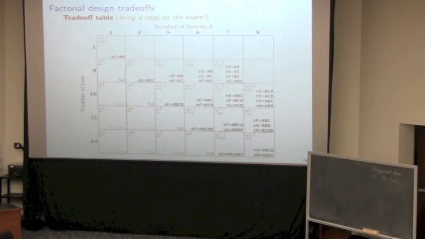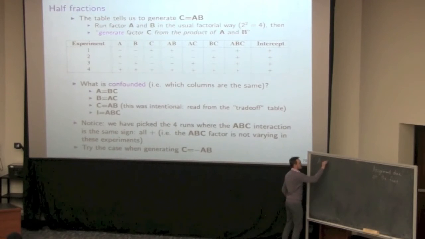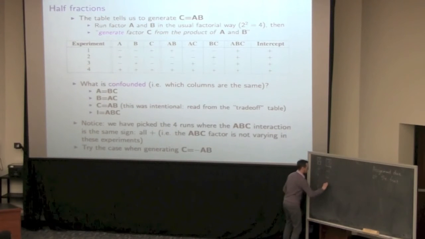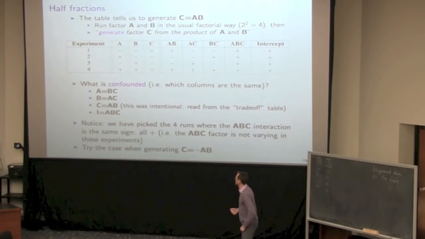We said last time that over here in this block, we're doing 4 experiments. We don't want to do the full set of 8 experiments. We're only going to do 4 experiments. If we do 4 experiments, then our rule is that the 4 experiments means we've got 2 factors, A and B. So A and B, we set in the usual way: minus plus for A, and B is minus minus plus plus. So that's how you set your first 4 experiments for A and B.